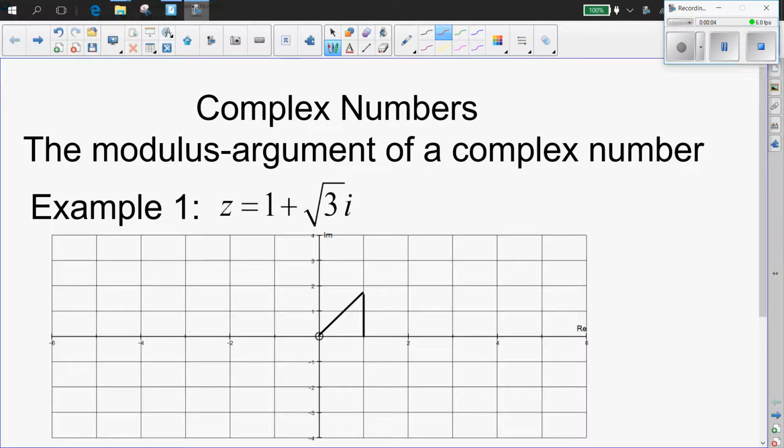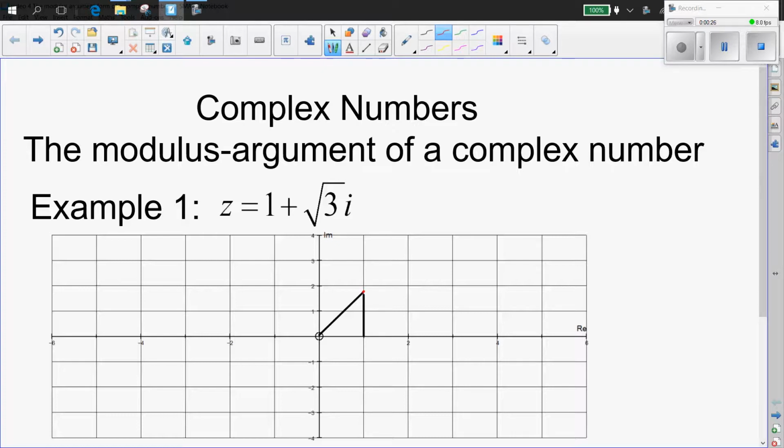The modulus argument of a complex number. We are now ready to write a complex number in the modulus argument format. The first thing we're going to do is, if we look at the illustration below, I have represented z, which is 1 plus root 3i, and this is the coordinate.